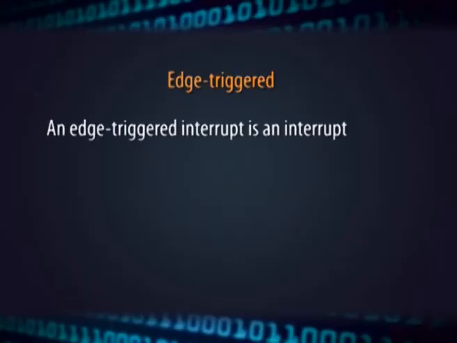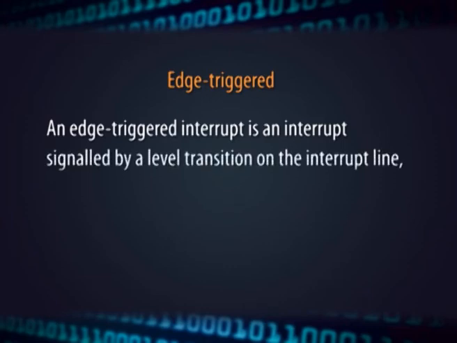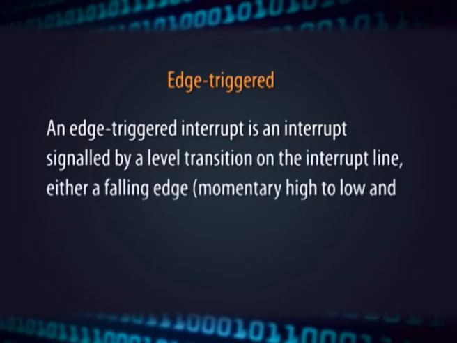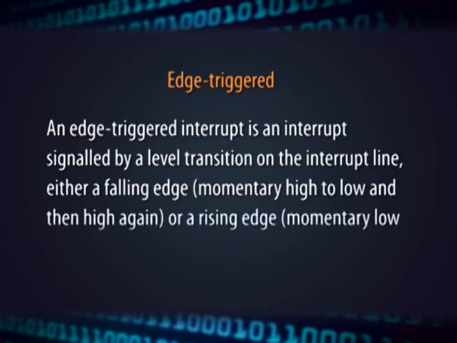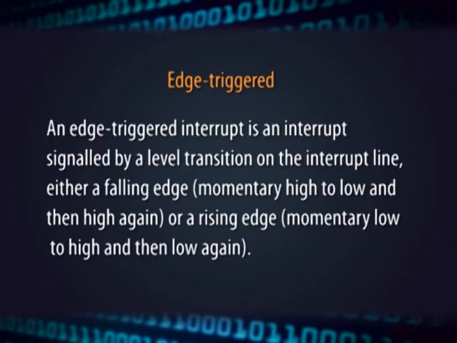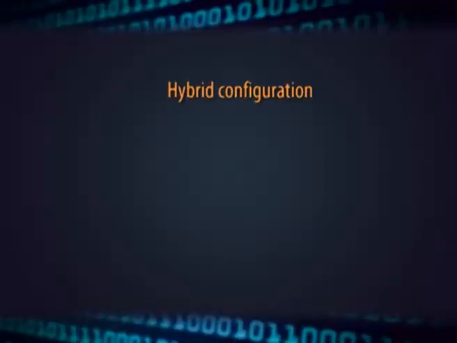Second, an edge triggered interrupt is an interrupt signaled by a level transition on the interrupt line, either a falling edge, that means momentary high to low and then high again, or a rising edge, momentary low to high and then low again. A device willing to signal an interrupt drives a pulse onto the line and then releases the line to its inactive state. The third type of hardware interrupt is hybrid configuration.